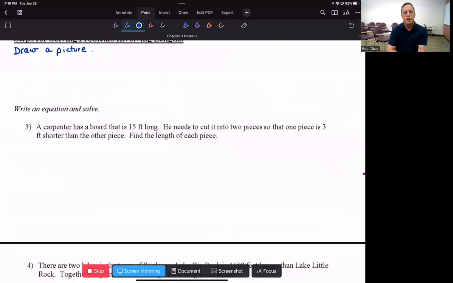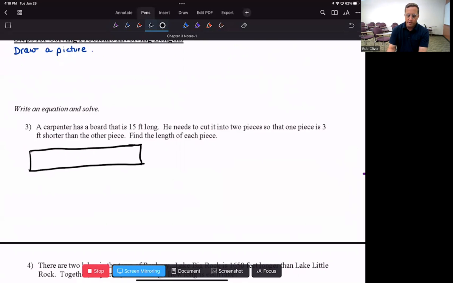So for number 3, it says the carpenter has a 15-foot piece of wood, a board, and it's being cut into 2 pieces, and one piece is 3 feet shorter than the other. Okay, so I'm just going to draw what might be the board. And we know that it was cut. Let's say it was cut right there.